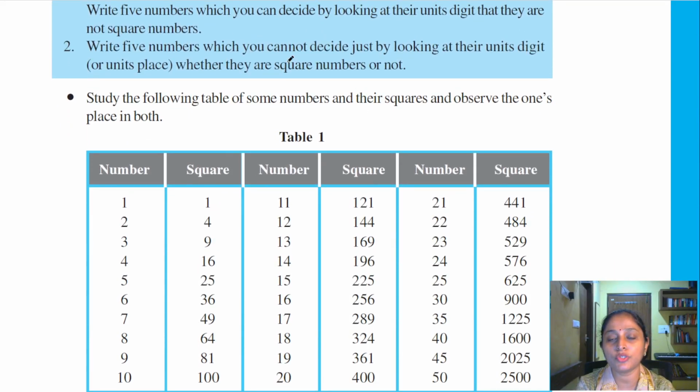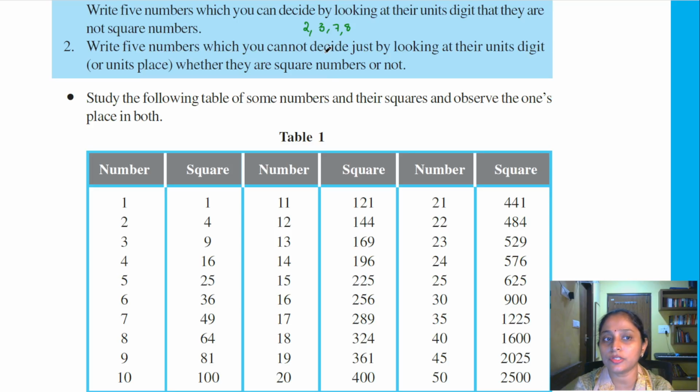Write 5 numbers which you can decide by looking at the units place that they are not perfect squares. That is easy. Any number ending with 2, 3, 7, 8, right? 2, 3, 7 and 8. I can immediately conclude that it's not a perfect square.